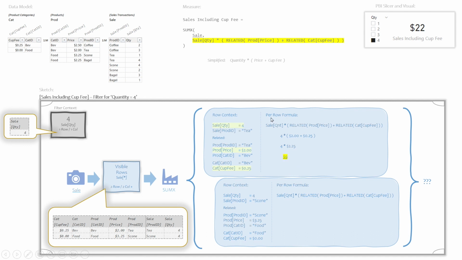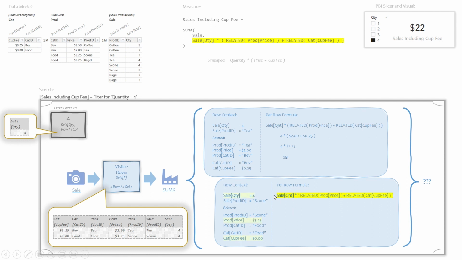But we're not done. We have to run this per row formula again down here. So let's go ahead and focus on that. So here we have the exact same per row formula. No changes at all. But this time, when we run that exact same per row formula, the row context has the same names of values in it, but the actual values attached to them are a little bit different, because this is a scone row, not a T row. So let's see that, right? So we're going to go ahead and run this.